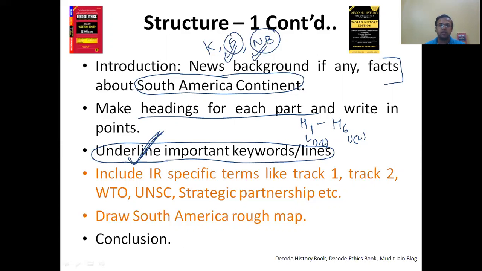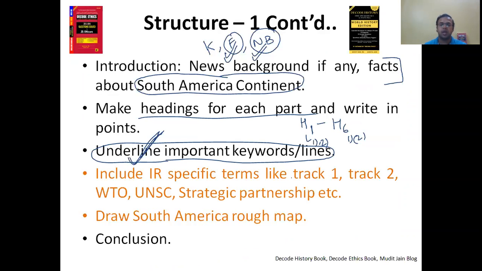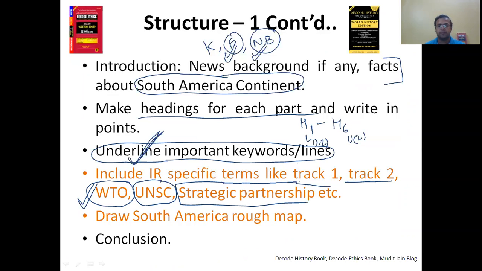Now let us see some of the keywords that you can write. As the question has asked you steps that can be taken, so you can write that you should take track 1 and track 2 diplomatic steps. You can write about India's efforts with WTO regarding trade in South America. You can write about South America's support for permanent seat in UNSC for India, then you can always use this keyword. It is very much in now that strategic partnership or special strategic partnership. India has been forging such partnerships with almost all the countries. So you can mention this keyword in any answer.